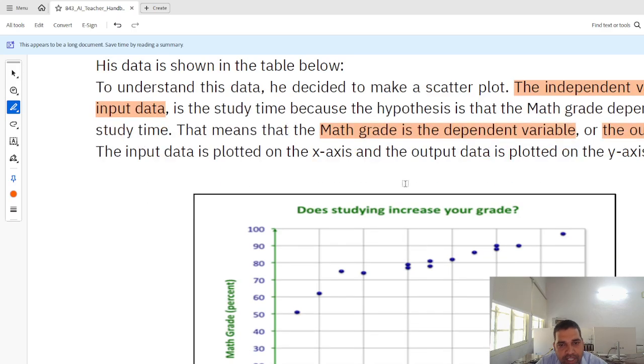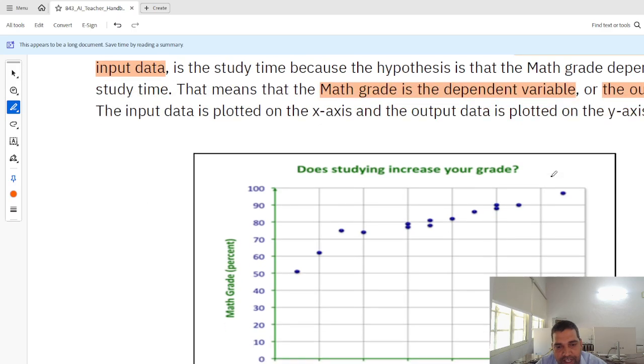The input data is plotted on the x-axis and the output data is plotted on the y-axis. So see here, the input data is the study time. Those who are studying 3 hours got marks between 70 and 80. Those who are studying 5 hours are getting marks between 80 and 90. And at 7 hours, they got marks between 90 and 100.